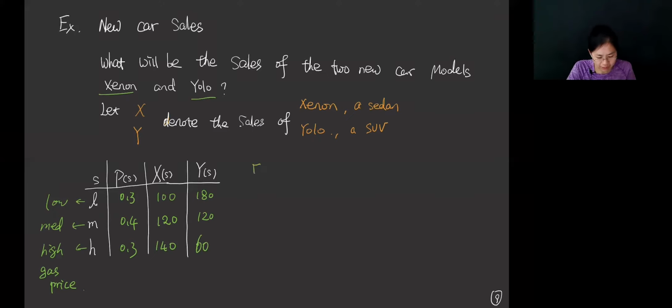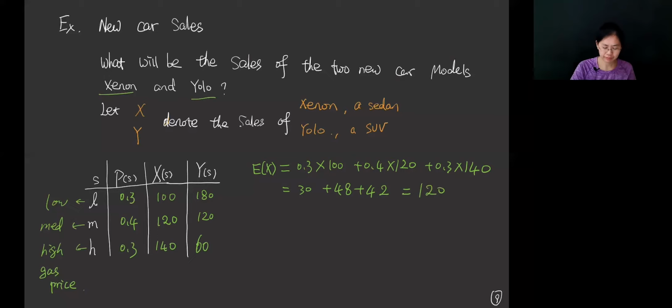We can calculate the expected value of X and the expected value of Y. Expected value of X is 0.3 times 100 plus 0.4 times 120 plus 0.3 times 140, which equals 30 plus 48 plus 42, which is 120. So 120 Xenons are expected to be sold next year.